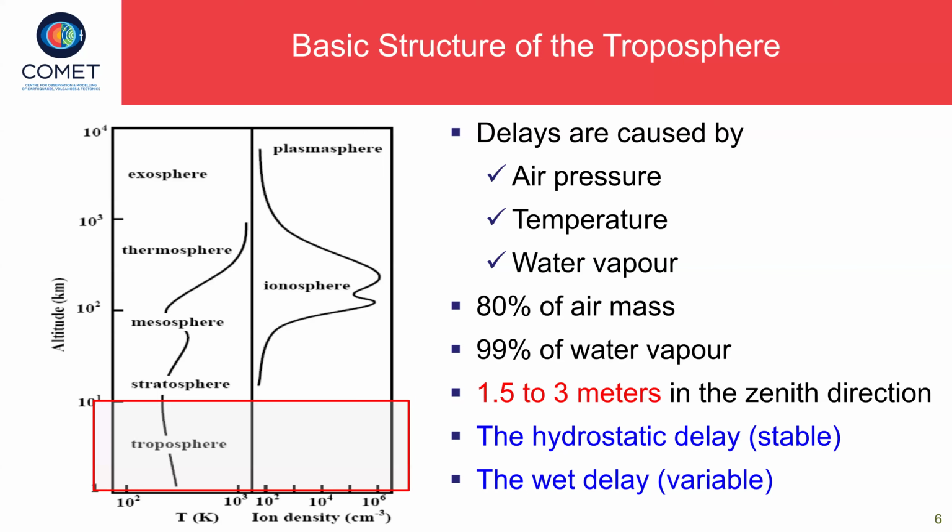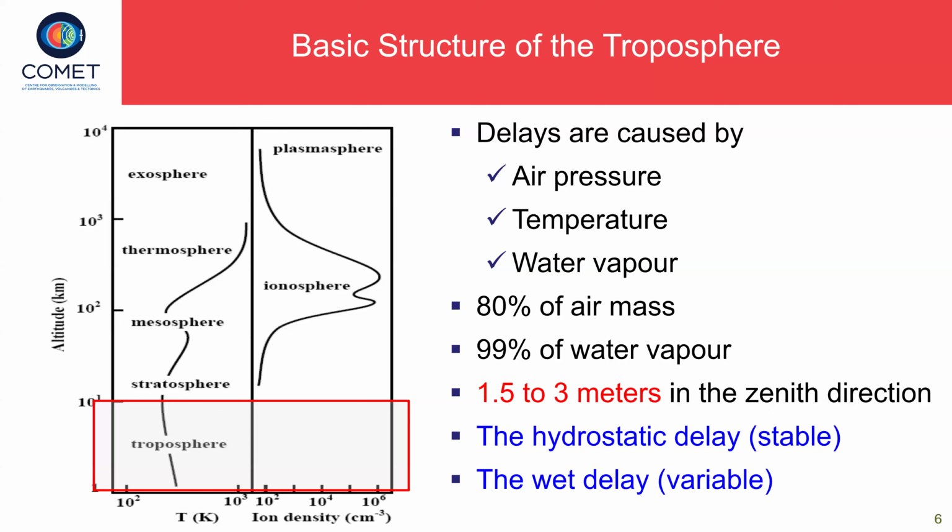So the absolute value of the tropospheric delay can reach 1 to 3 meters. So it's really large along the zenith direction. Along the line of sight direction, it can reach probably 4 to 5 meters.